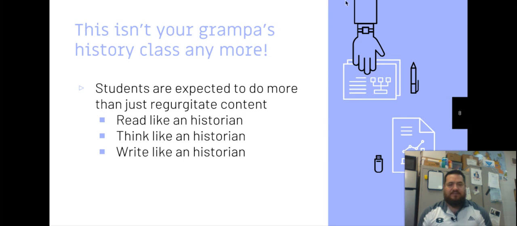Roane County has adopted a new American history class. It's actually called the Statewide Dual Credit American History 2. Big fancy name for U.S. history. But what does that mean?